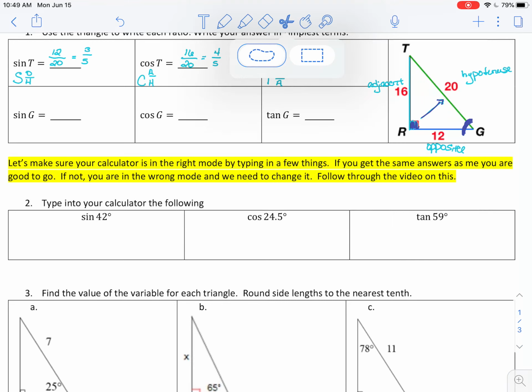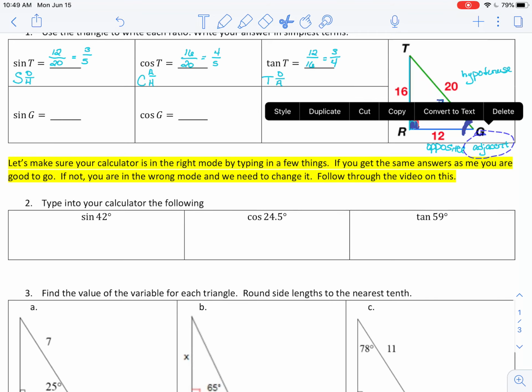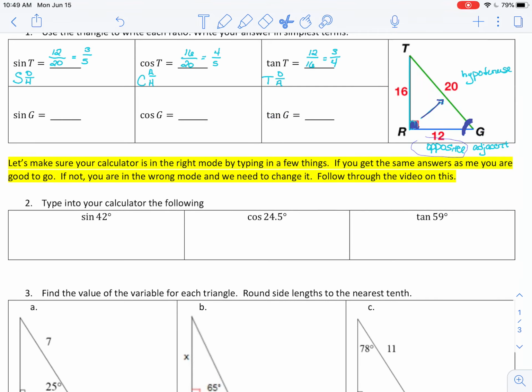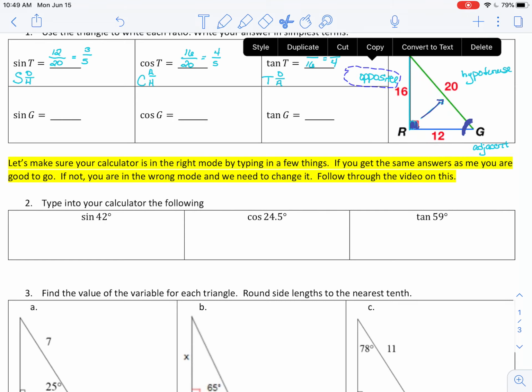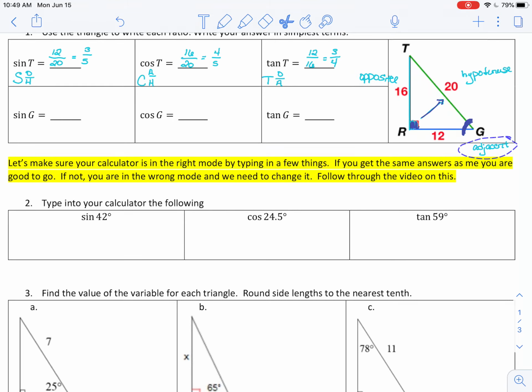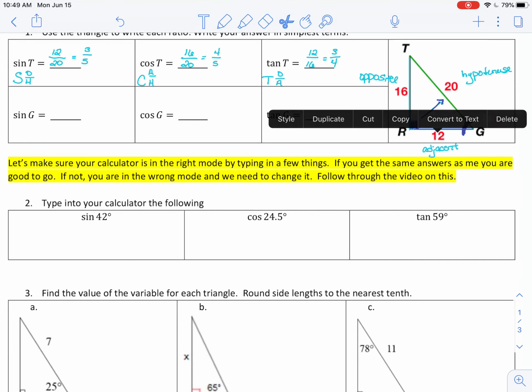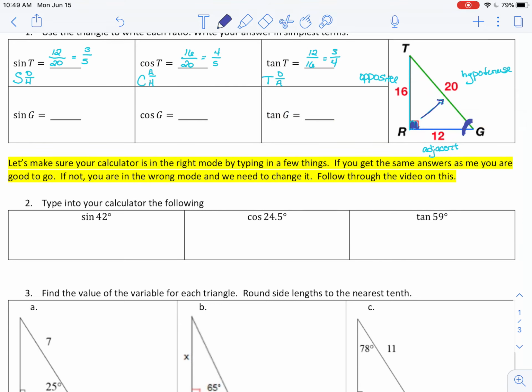Which means this label is going to switch places with this label. My opposite leg and my adjacent leg have switched because 12 is next to G. 16 is across from G. So the legs are still legs, but depending on where your angle is, changes their label.